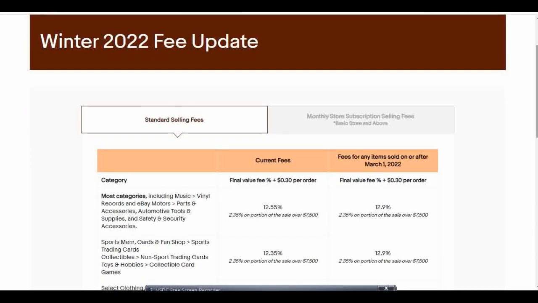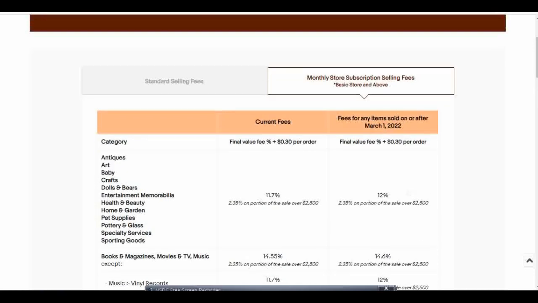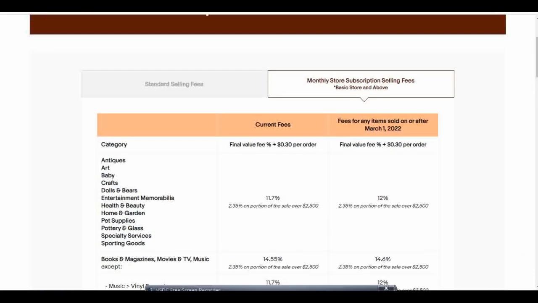And you can also sort this out by whether or not you have a store. So here I am at this table. Again, it's linked in the description box below so you can find it quickly. You can click on standard selling fees. This is what your fees will look like if you do not have an eBay store. Or you can go over to the right here and click on monthly store subscription selling fees, basic store and above. That will shift the table and it changes the percentage fees so that you can see what they would be if you owned a store versus not.